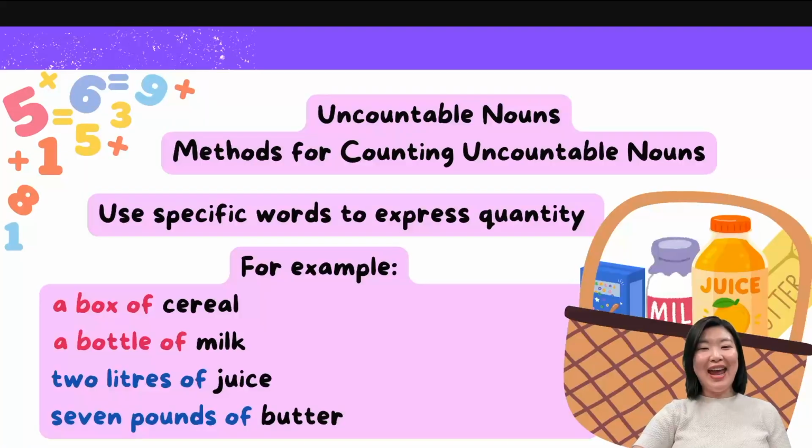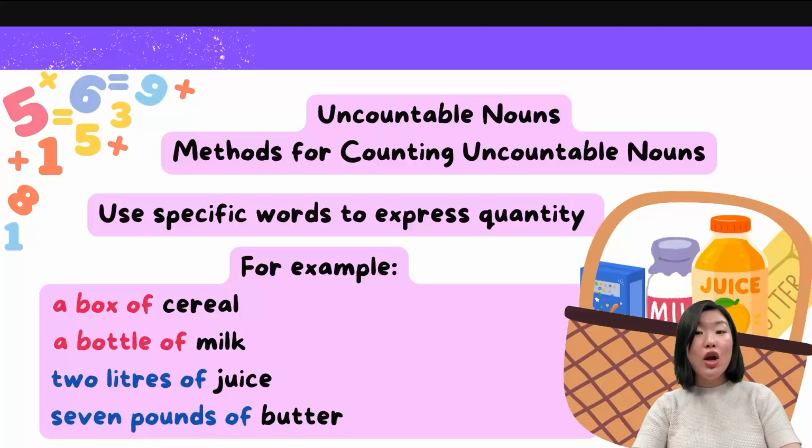So let's move on to uncountable nouns. Does it mean that uncountable nouns can never be counted? There is actually a way to count them. You can use specific words to express quantity. For example, since cereal is uncountable, you could use a specific word like box to count it: a box of cereal. Milk is a liquid, so you cannot count milk. So you could use a bottle of milk. Even juice. Juice is a liquid. So you could say 2 liters of juice. How about butter? Butter can be changed into different forms, meaning it's uncountable. So you can use pounds to count it by saying 7 pounds of butter.